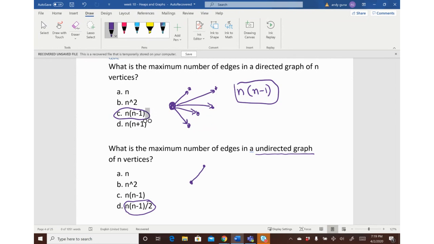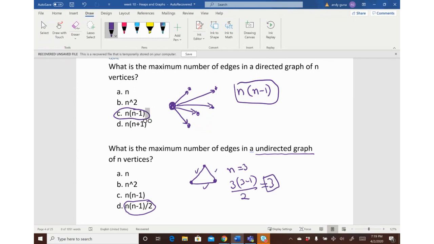You can actually see that easily if you have, let's say, 3 nodes. Suppose n equals 3, then you have 3 times 3 minus 1 over 2, which gives you 3. And that's how many edges you have in this undirected graph.